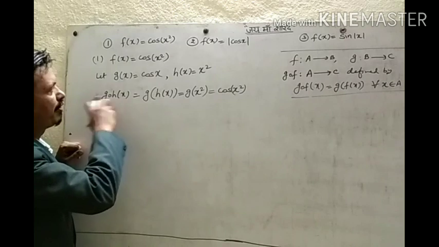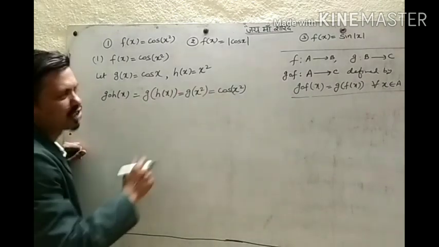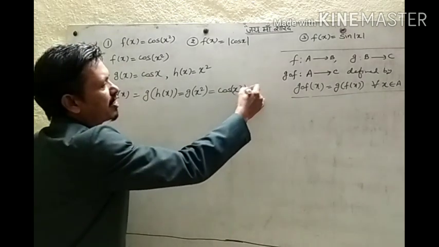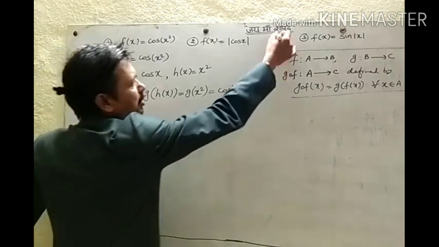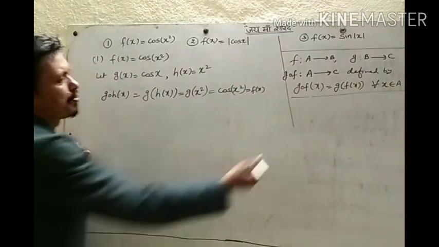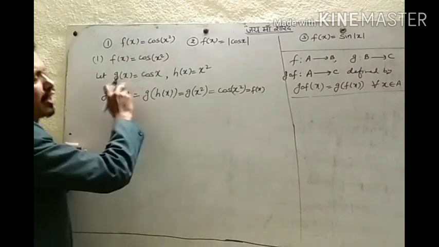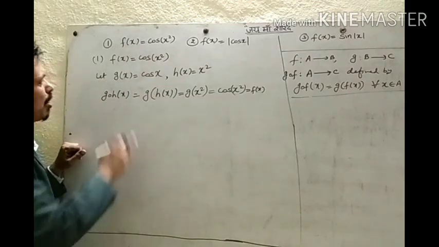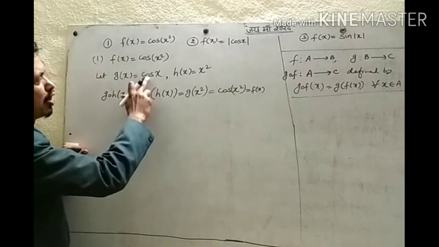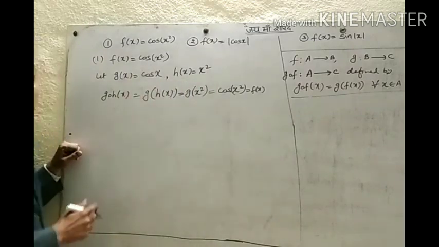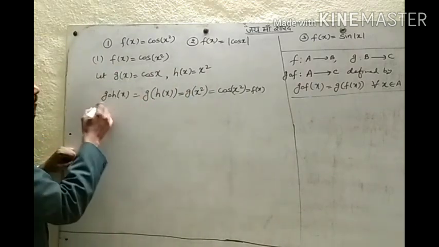So the composition of g and h is cos x square, that is our f of x. This function is a composition of h and g, so it will be continuous because cos x and x square are continuous functions.